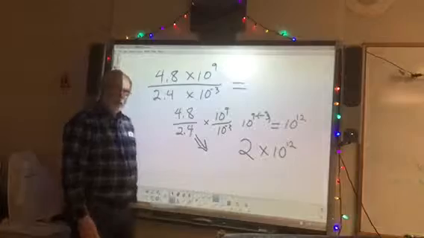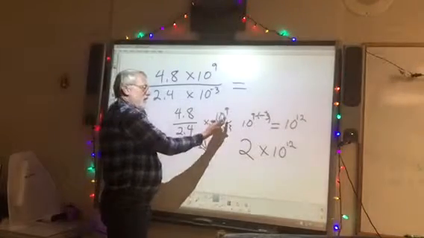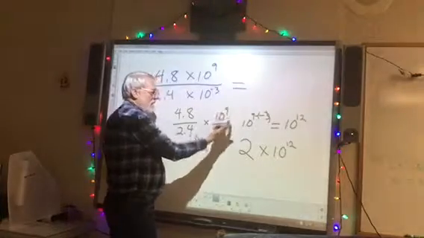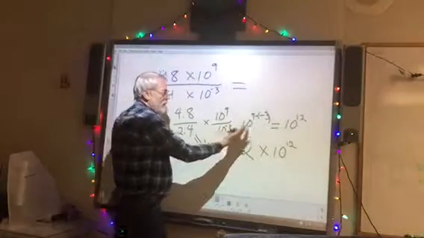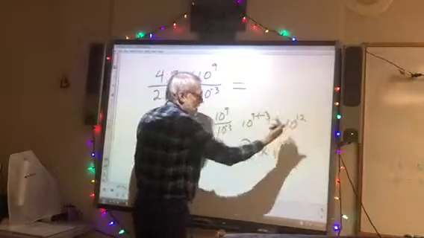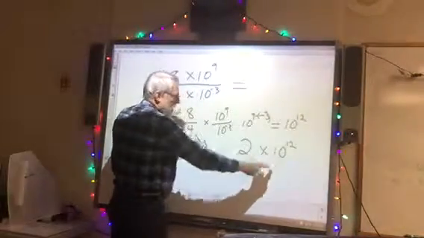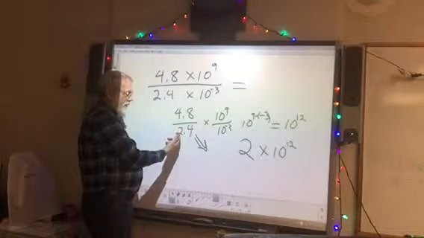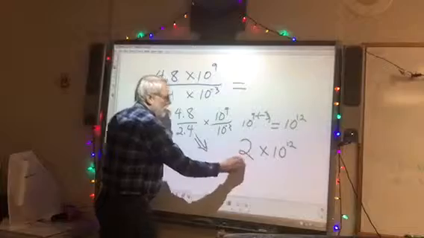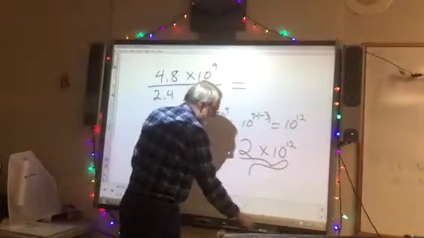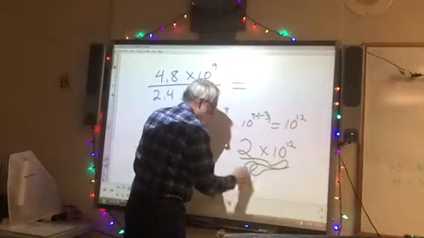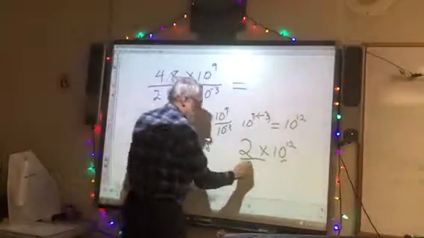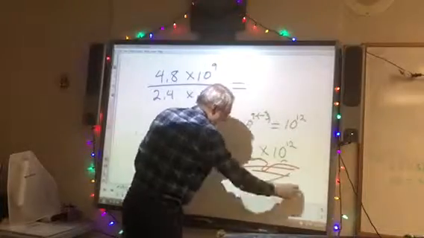And what's the exponent rule there? This is the quotient of powers property, which says I'm going to subtract: 9 minus negative 3 becomes 9 plus 3, 10 to the 12th. That's my exponent. 4.8 divided by 2.4 is 2. So I get a result of, let's see, I like another color. I like red there. There we go.